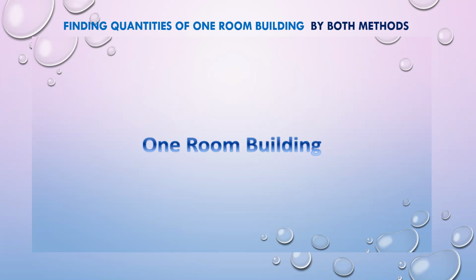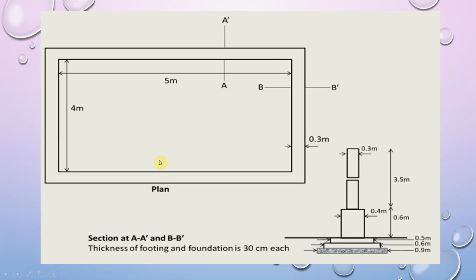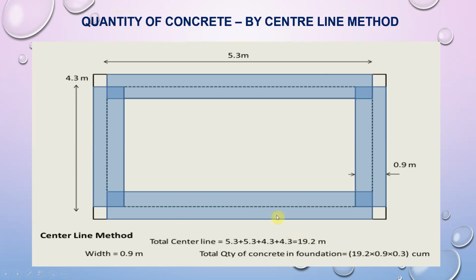Now let us look at finding the quantities of a one room building by both methods. So how we can apply the same principles, that is the two methods, long wall short wall as well as the center line method. In this diagram, again a single room plan is shown whose internal dimensions are 4 by 5 meters and thickness of wall is 0.3 meter. All the dimensions of PCC, first stage, second stage footing, plinth level as well as superstructure wall, all the heights and widths are mentioned in the section. Now look at this colorful drawing for the center line method.